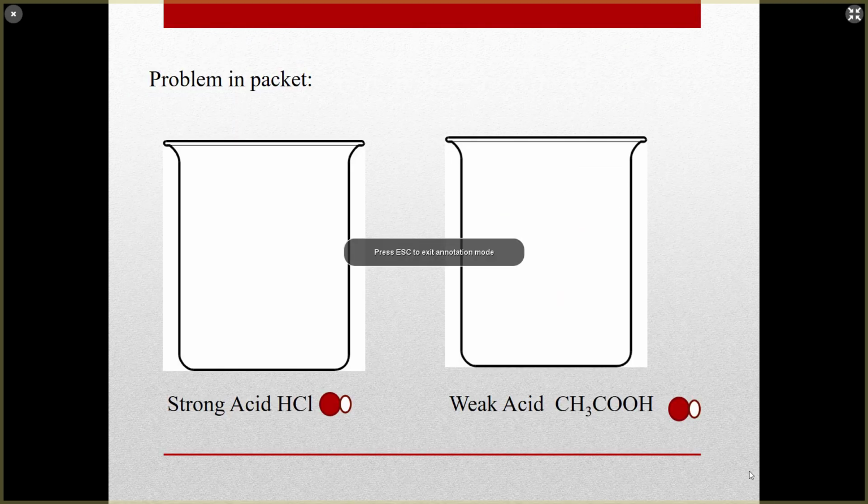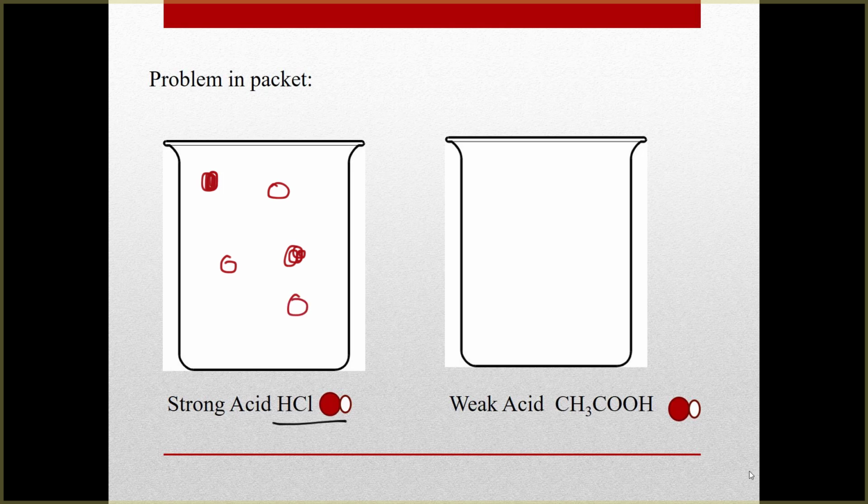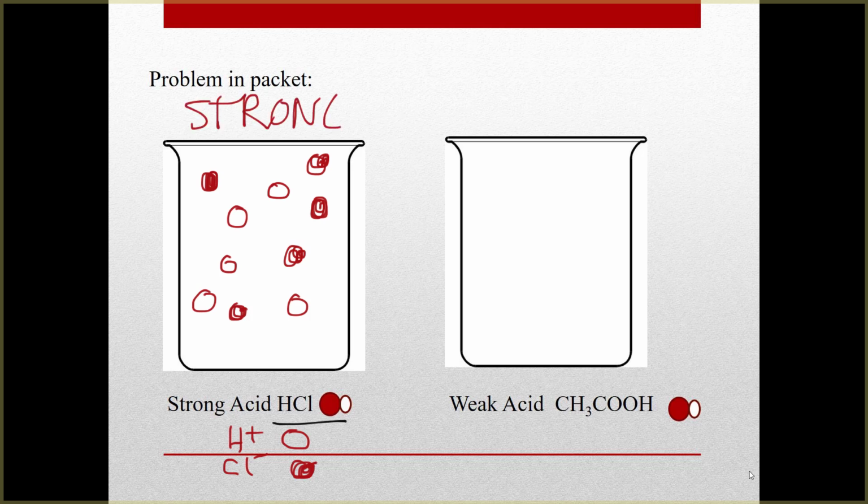So in your packet, you need to diagram this. In the very first beaker, you have hydrochloric acid. So please draw some of those molecules in. And what does the hydrochloric acid do? Well, it falls apart. So I'm going to draw all the ions in, and they're all going to be separate. And so my hydrogen ion is not colored in, and then my chloride ion is colored in. So you can see that this is a strong acid because all I have are ions.